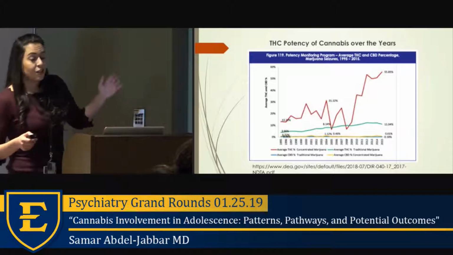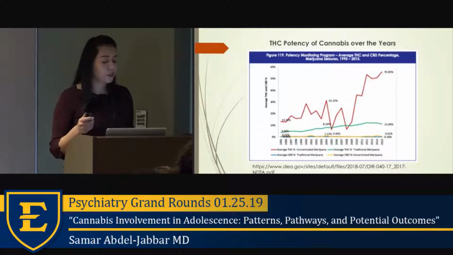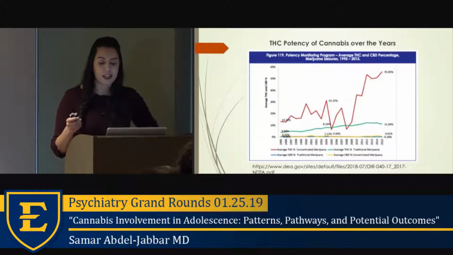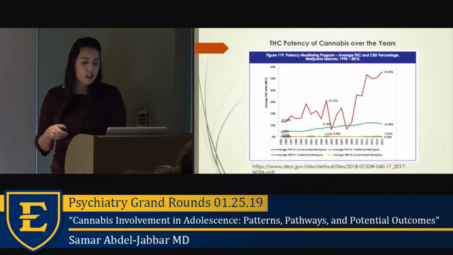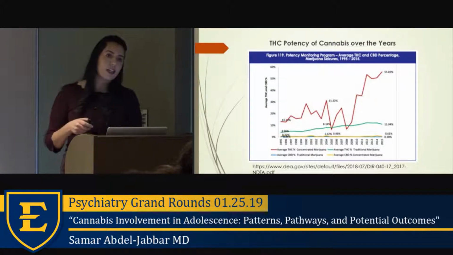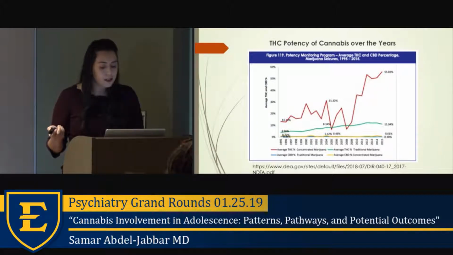So the DEA has been on top of it. They have been monitoring marijuana, and they've noticed it's about 3 times more potent than it was in the mid-90s. And they continue to keep tracking it in the United States. But not only in the United States, other countries are doing so as well, in the Netherlands, United Kingdom, and Italy.